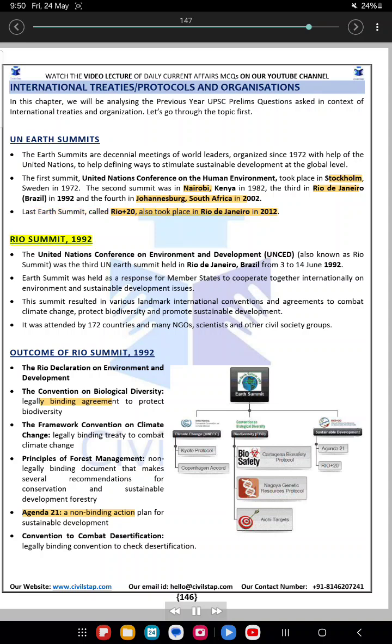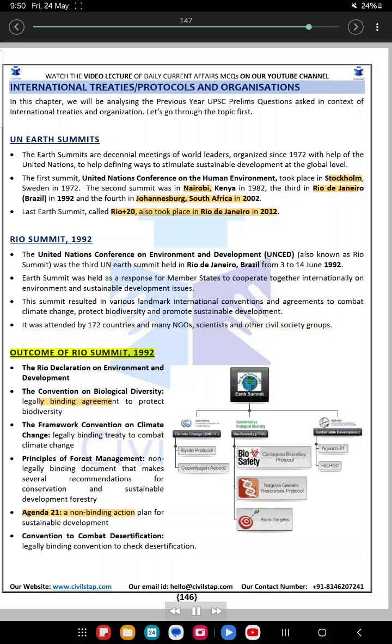Rio Summit, 1992. The United Nations Conference on Environment and Development, UNCED, also known as Rio Summit, was the third UN Earth Summit held in Rio de Janeiro, Brazil from 3 to the 14th of June 1992. Earth Summit was held as a response for member states to cooperate together internationally on environment and sustainable development issues. The summit resulted in various landmark international conventions and agreements to combat climate change, protect biodiversity and promote sustainable development. It was attended by 172 countries and many NGOs, scientists and other civil society groups.